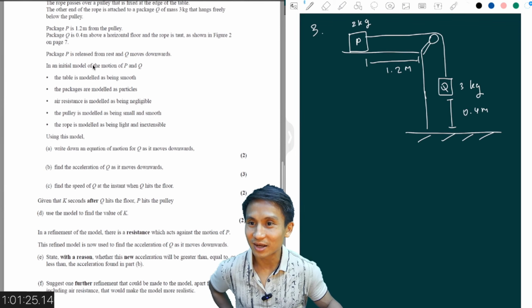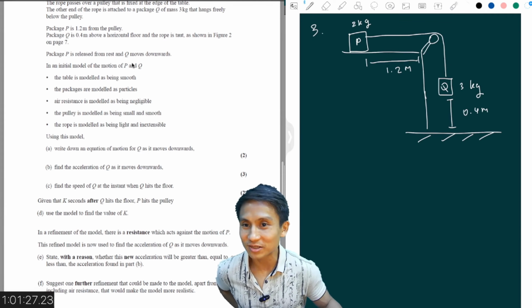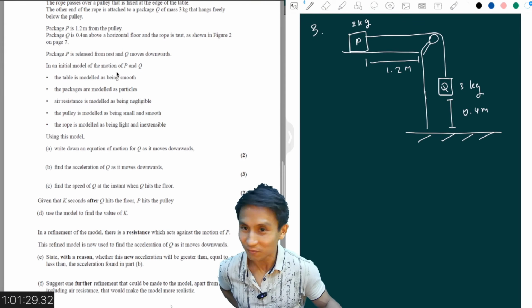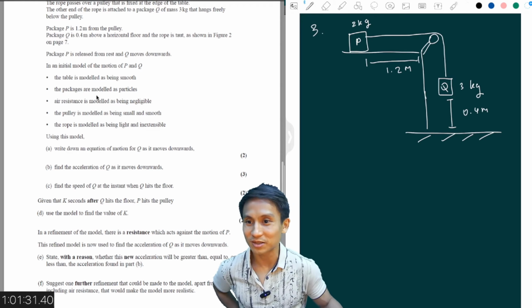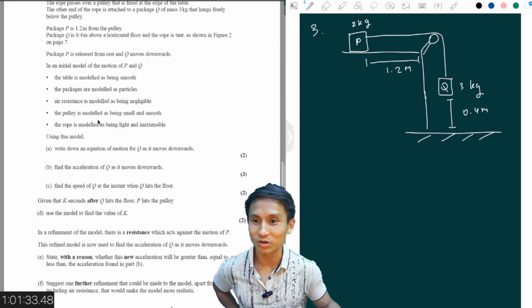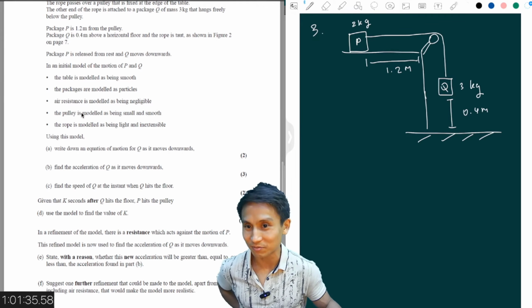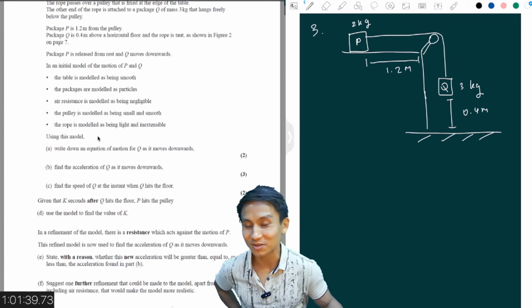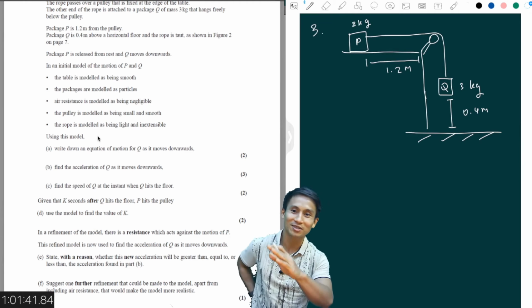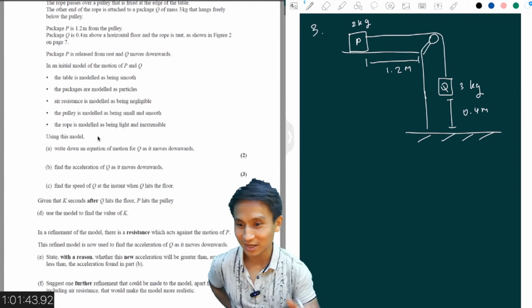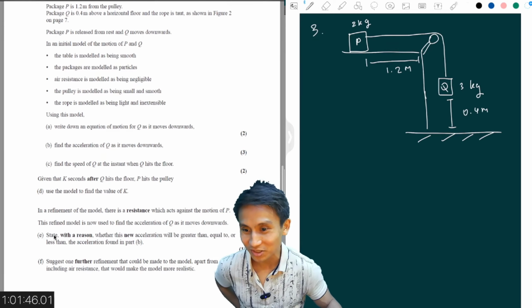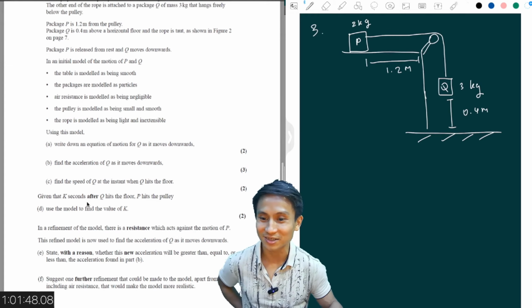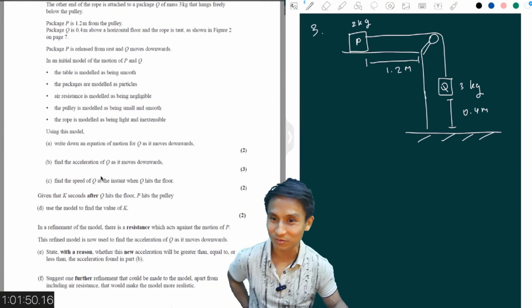Package P is released from rest and Q moves downwards, of course. The table is modeled as being smooth, right? Packages are modeled as particles. Air resistance is negligible. The pulley is smooth. The rope is modeled as being light and inextensible. So there's a lot of modeling assumptions here. I think later they will make you criticize or explain the refinement of the model.